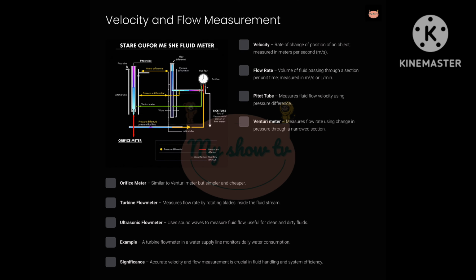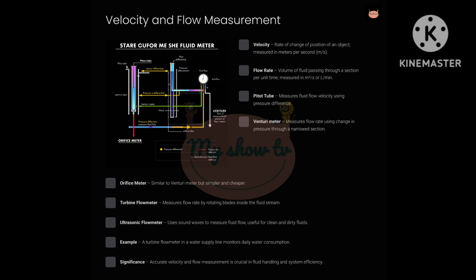Slide 1. Velocity and flow measurement. Let's begin with understanding two key terms, velocity and flow rate. Velocity is simply the speed at which an object moves in a given direction, and it is measured in meters per second. In mechanical systems, this could refer to the velocity of a moving fluid like water or air inside a pipe. Flow rate, on the other hand, tells us how much fluid is moving through a pipe or a channel per unit of time, for example, liters per second or cubic meters per hour.